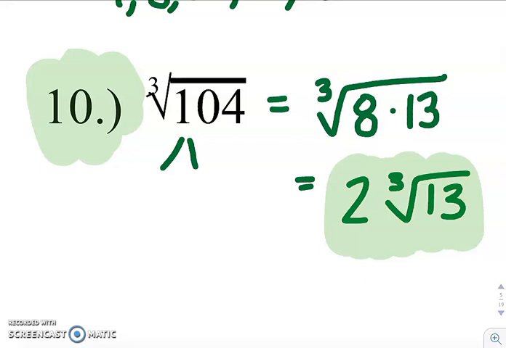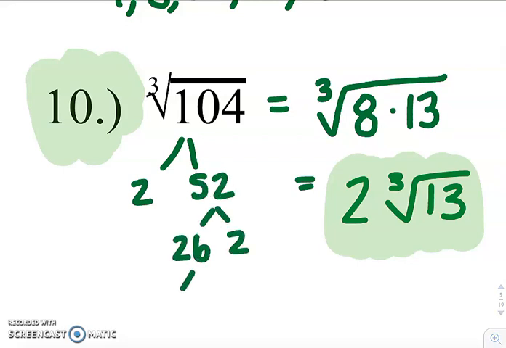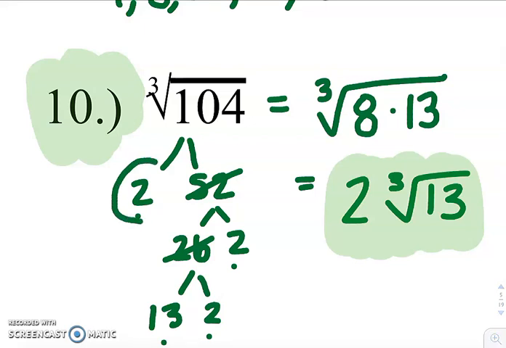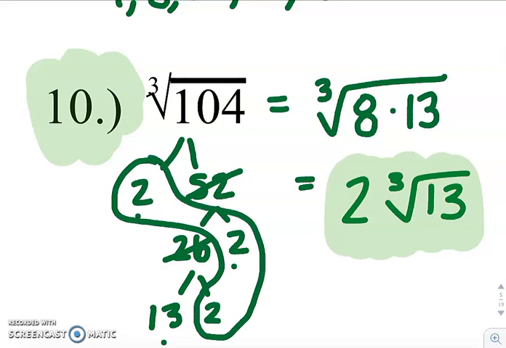If we make a factor tree, 104 is an even number divisible by 2, so 2 and 52. 52 would be 26 and 2. 26 would be 13 and 2. Whatever your index or root is, that's what you're trying to find a group of. Let's cross out the numbers we factored because we're only interested in the prime numbers at the end of the branches. If it's a cube root, we need a group of 3 things that are the same, and in this case that's a group of 3 twos.